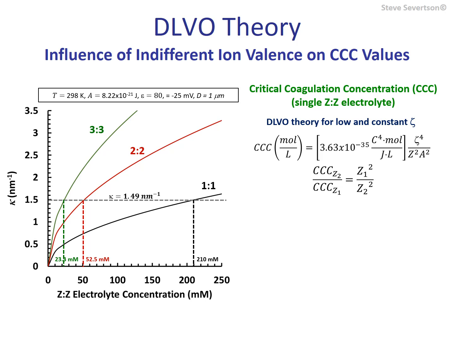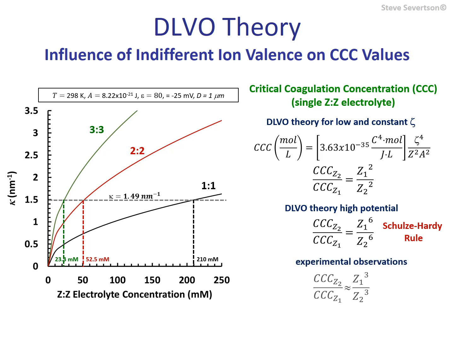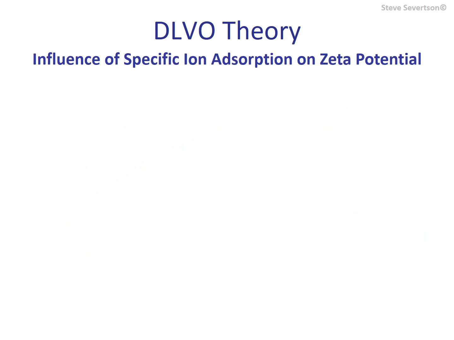Also, using DLVO theory for high potentials, we can demonstrate the well-known Schulze-Hardy rule, which predicts an exponent of 6. Most experimental conditions and results put this value closer to 3. The previous discussion examined the impact of indifferent ions. These are ions that have no interest in moving to the surface.